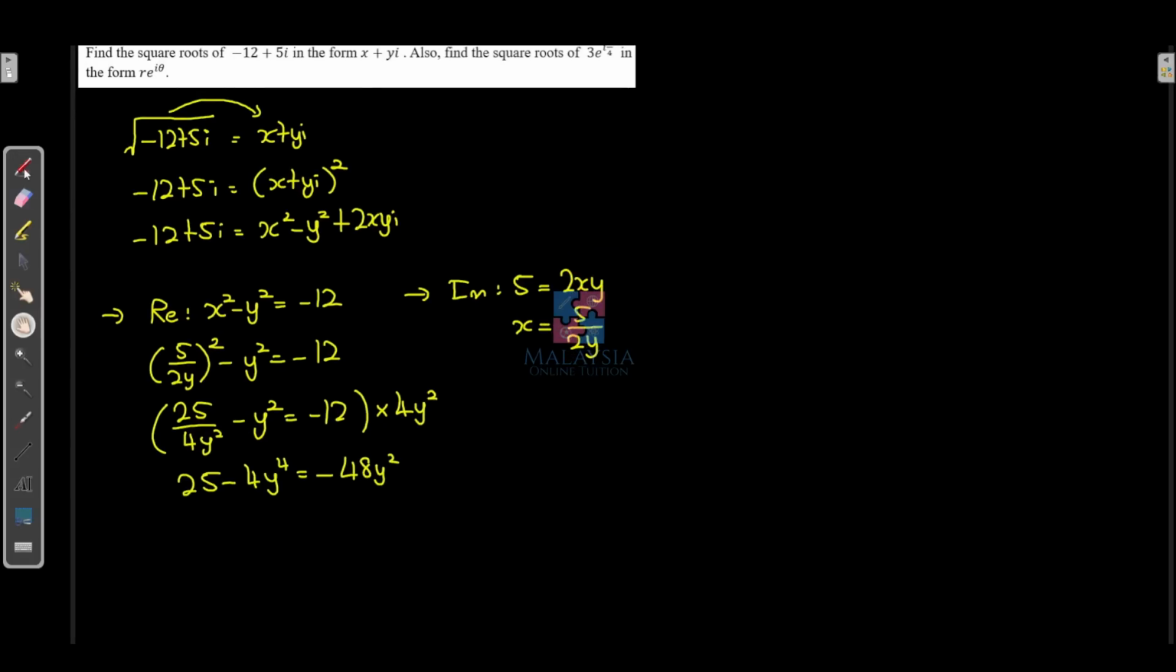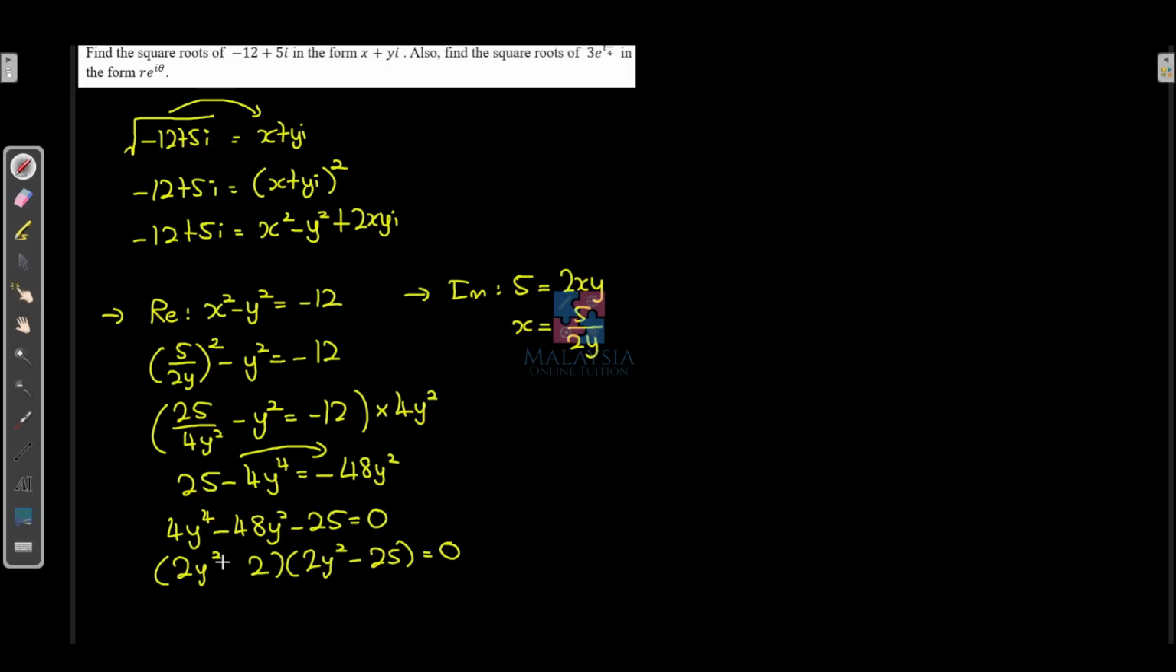Shifting everything to the right hand side, we get 4y to the power of 4 minus 48y squared minus 25 equals 0. So let's try to factorize this. We can try 2y squared and 2y squared, and then let's say this is 25 and this is 2. You can see that we want negative 48, so this is going to be negative and this is going to be positive. So 2y squared plus 2 equals 0 won't have any solution because this will give you an imaginary solution.